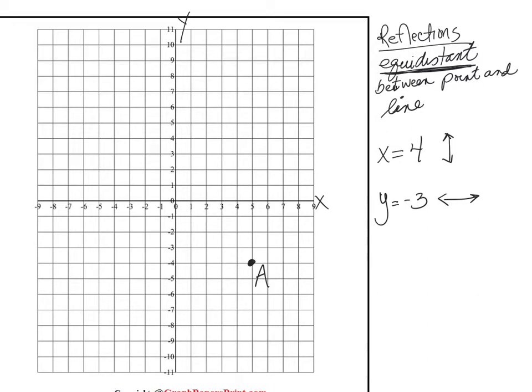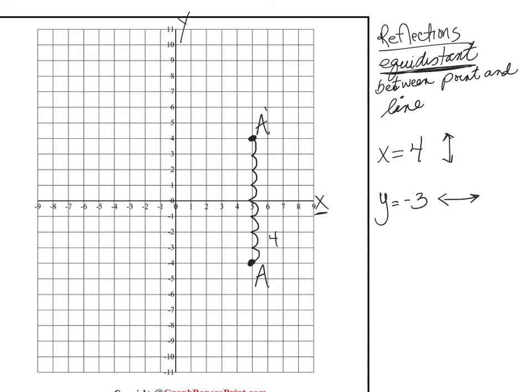Now remember, x is my horizontal axis, as I've labeled here with x. So if I was going to reflect point A over the x-axis, I just needed to count how many units to the x-axis point A is. So this is 1, 2, 3, 4. Okay, so that's 4 units to the x-axis. So that means my reflection is going to be 4 units above the x-axis. 1, 2, 3, 4. And so this would be A prime, or my reflection.